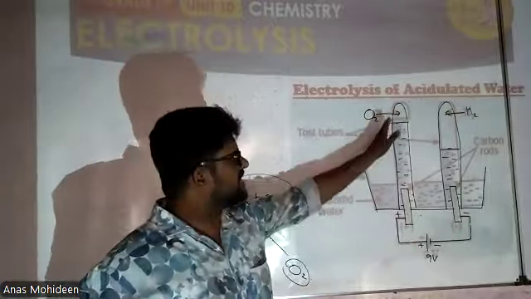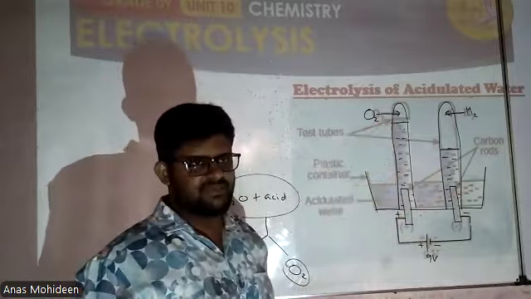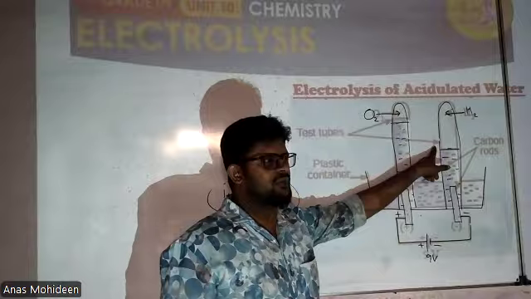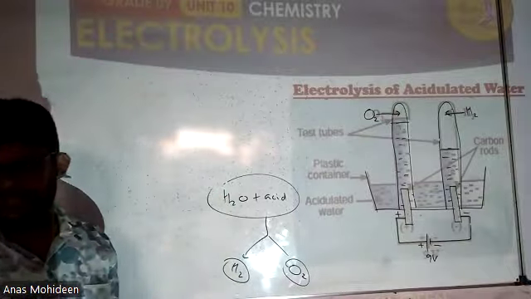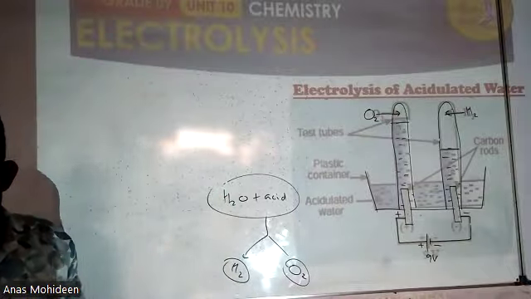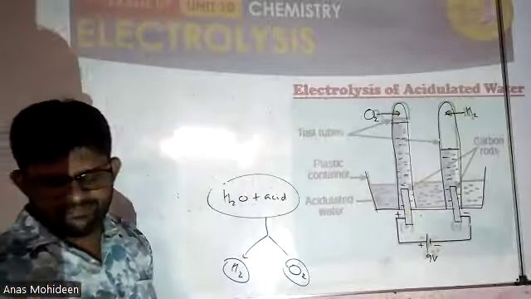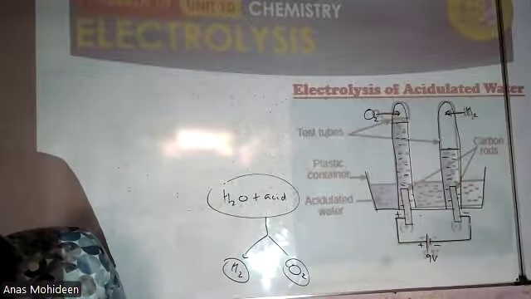At the positive electrode, oxygen gas is collected, and at the negative electrode, hydrogen gas is collected. Second observation: the hydrogen gas collected is almost twice the amount of oxygen gas collected. Clear the point? Okay. So shall we write there? Observations. At positive electrode, we write.